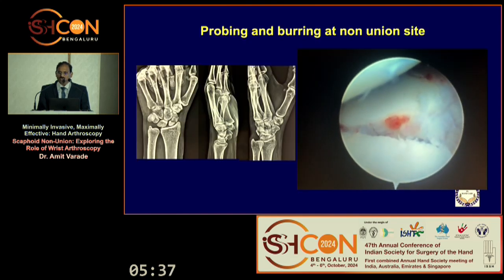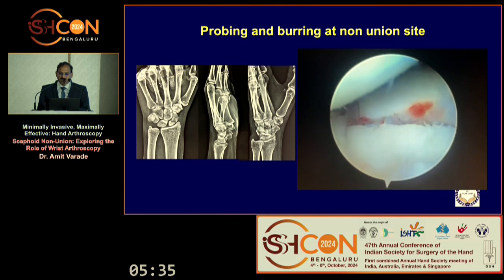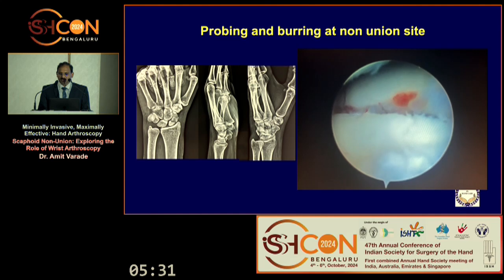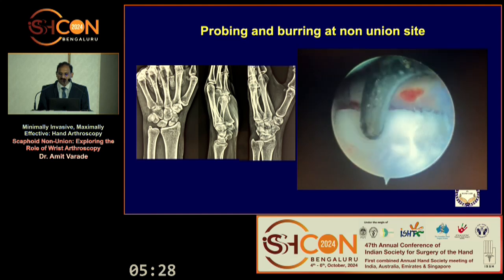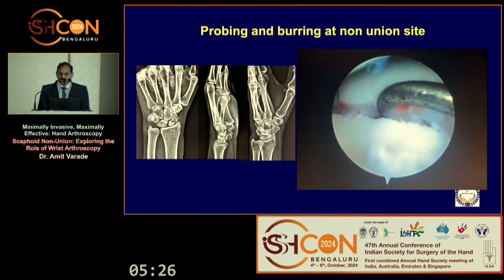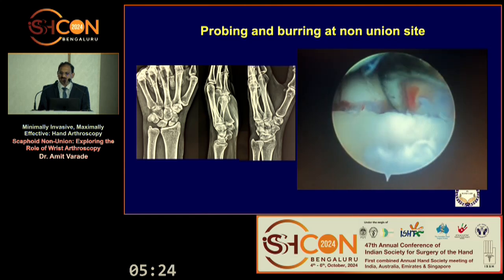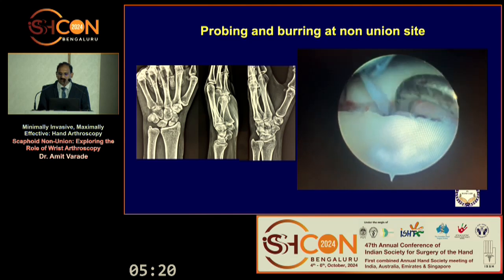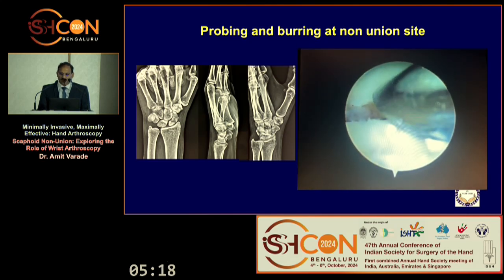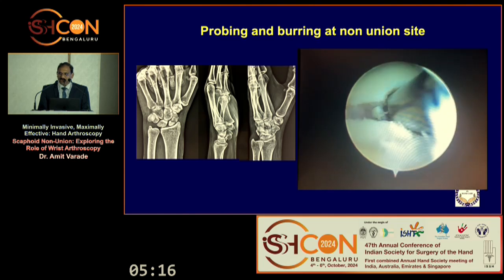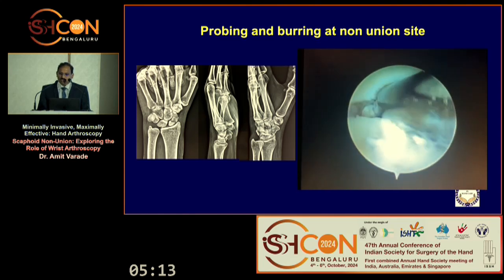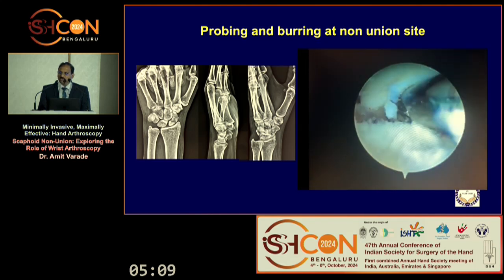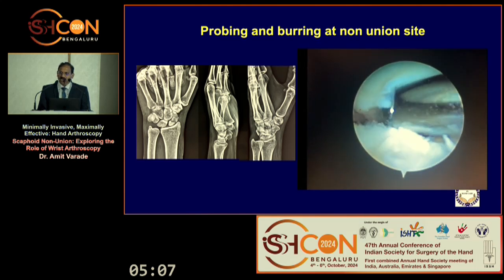Once we put our scope inside, we are here in the scaphocapitate joint. On the right hand side there is the non-union of the scaphoid, and on the left hand side there is the capitate. In a lot of cases there is fibrosis at the non-union site, so our first job is to open up the non-union site. It can be done with a sturdy probe, and after that use either a shaver or a burr. The most important thing here is to remove the sclerosed margin at the non-union site.